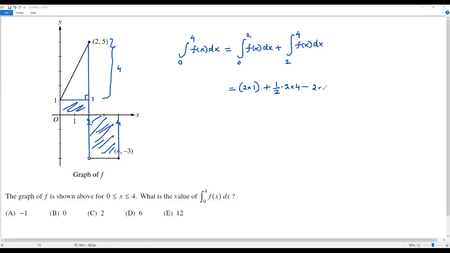So length times width. Okay, here 2 times 1 is 2 and this 2 will cancel out. Positive 1 times 4 is 4, negative 2 times 3 is 6. Okay, so here 2 positive 4 is 6, 6 negative 6 is 0. Okay, now I got the value of this integral. Its value is 0. We find 0 in answer choice B. The correct answer choice for this question is B.